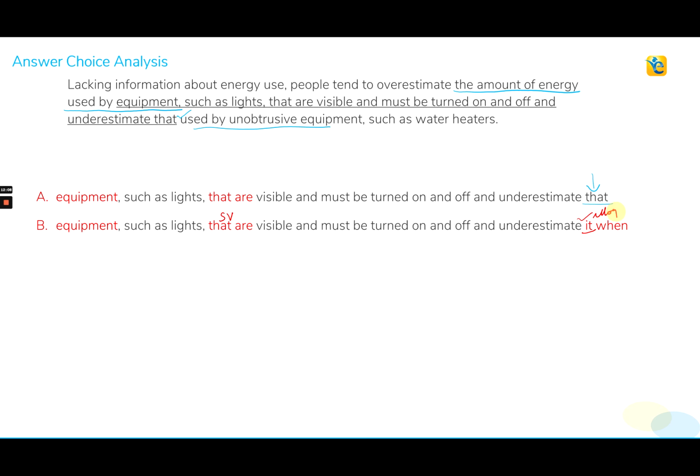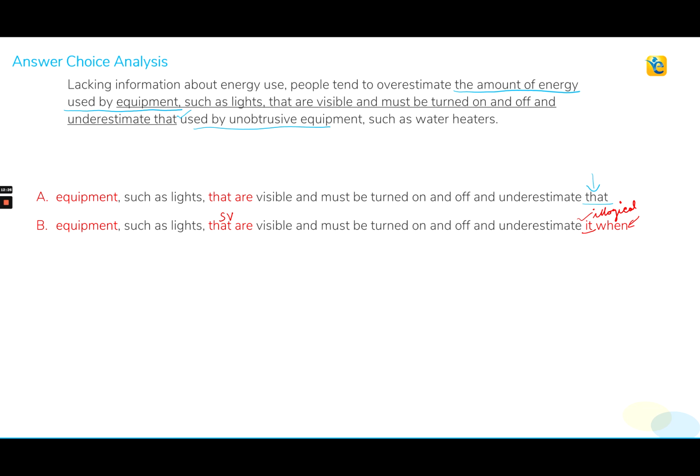So the use of the pronoun "it" is incorrect in this sentence. Okay, that was our second error. Then we look at the use of "when." "When" is used very, very literally in GMAT SC. You can make a note of this point.